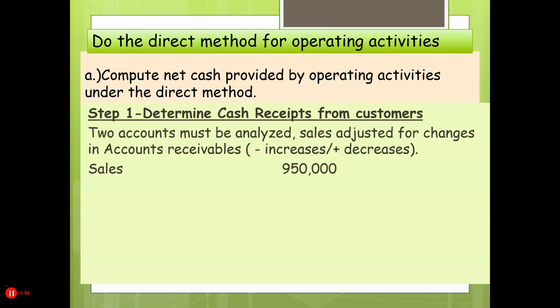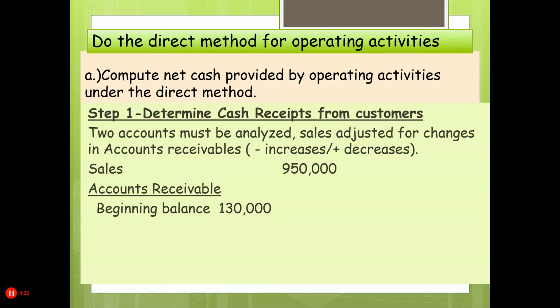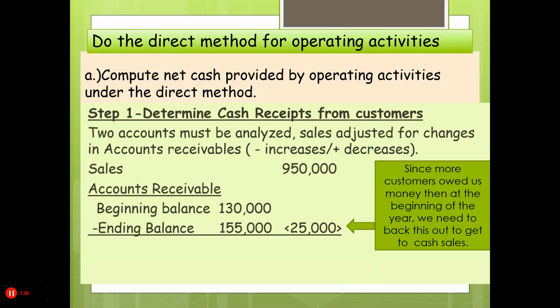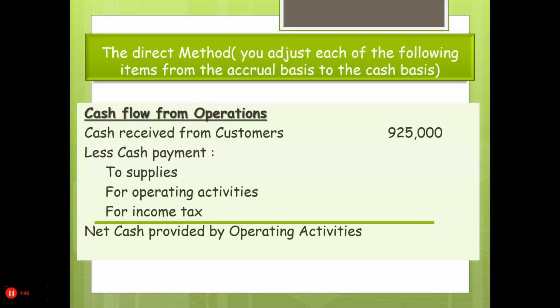So we had sales of $950,000. Our accounts receivable went up, and since it went up, that means we have $25,000 in sales that we didn't get money for. So our actual cash received from customers is $925,000. And that would be our first number. Now we're going to look at supplies.